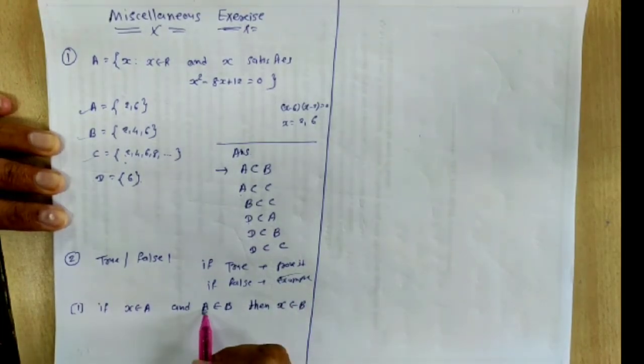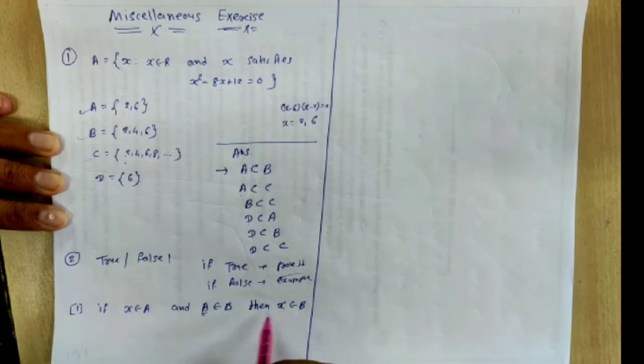What is A? A is the set. What is B? It is a set. What is X? X is one element. So here we are given that X is an element of set A, and that the entire set A is an element of set B. So can we say that X is also an element of set B?